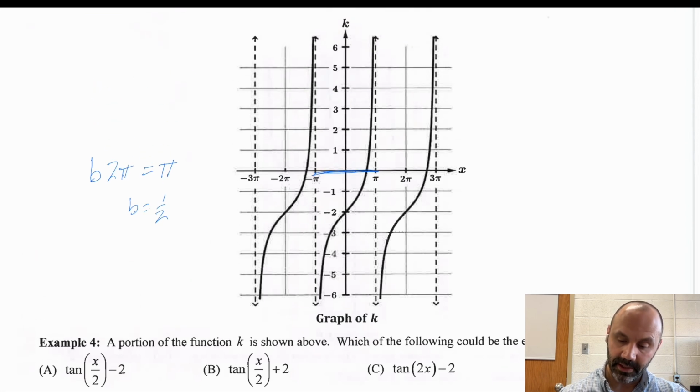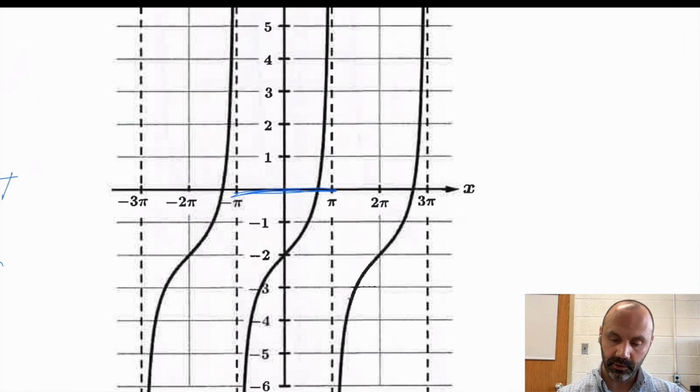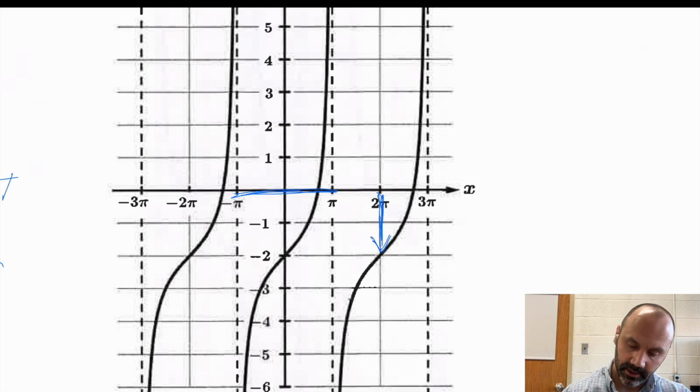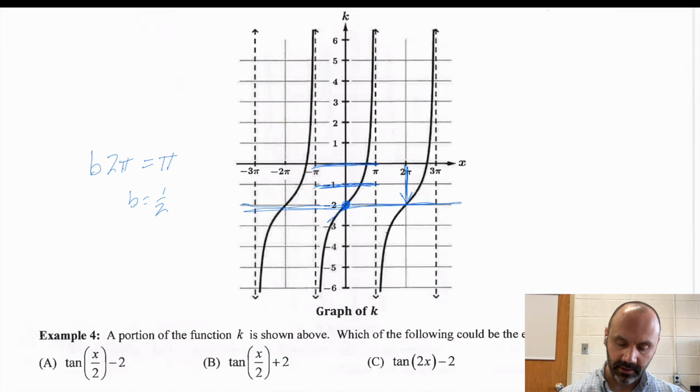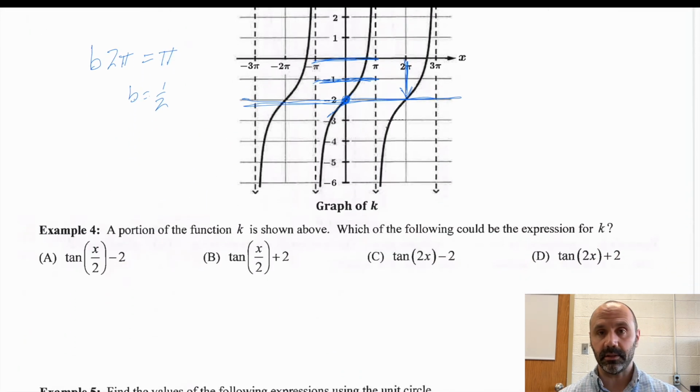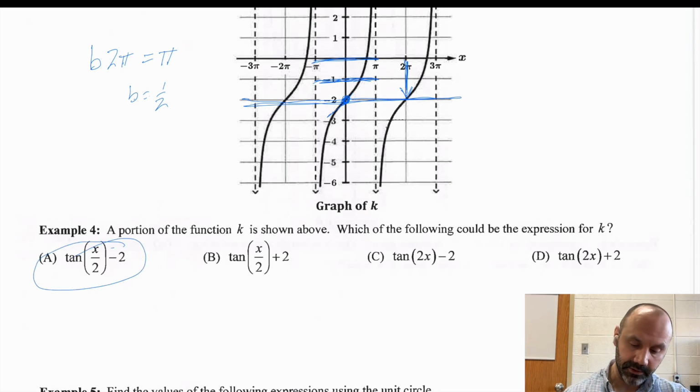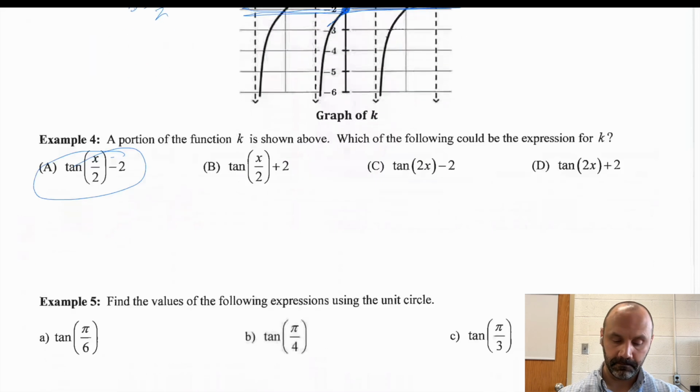But here's the other thing, I can tell there's a midline shift. This whole thing has been shifted down by a factor of -2. That's the new midline. That's where it's crossing in here. And so that's how I know that. It's halfway between, right? That's where it crosses halfway between the asymptotes. So I also have a downward translation of -2. And so the answer here is A.